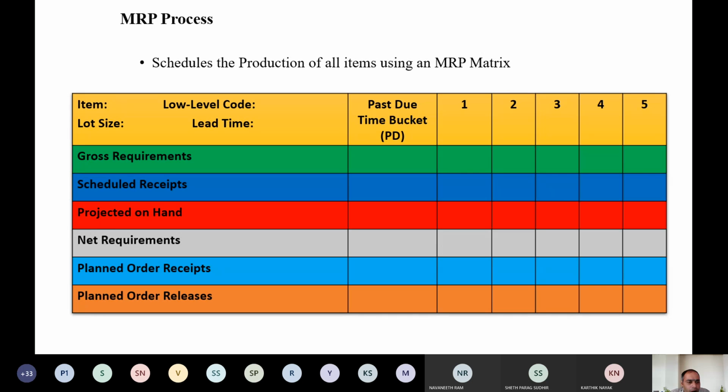Scheduled receipt is: you ordered some items and you are waiting for them to get delivered. That means you already placed the order with your supplier, and you are an OEM. You are waiting for some time to get the product delivered to you. That is called a scheduled receipt. Are you clear with the scheduled receipt?